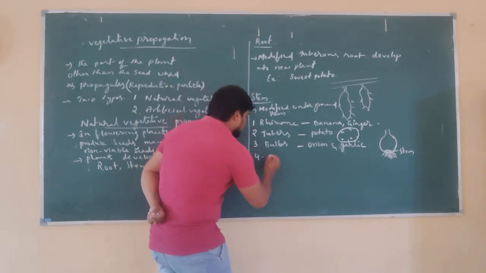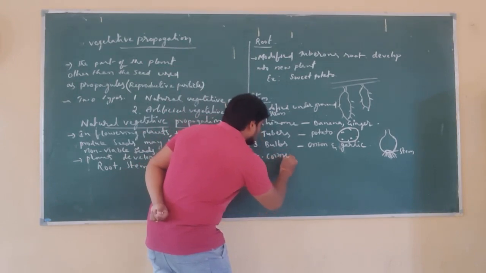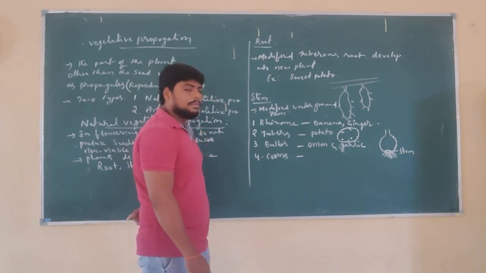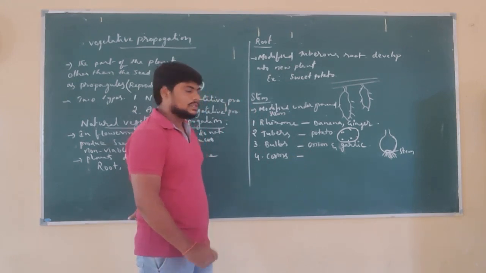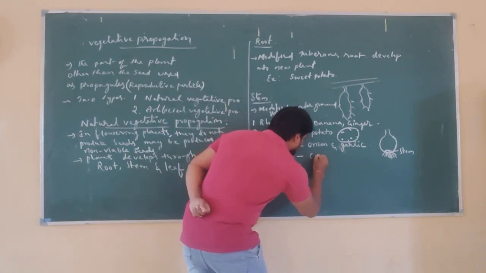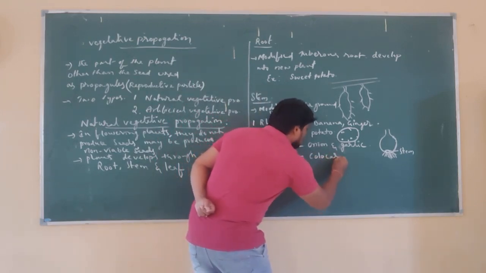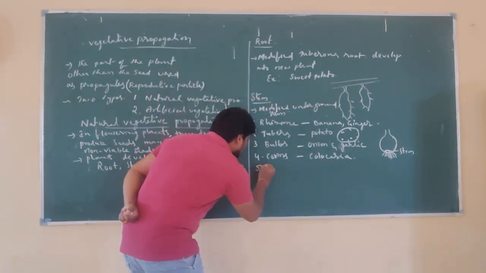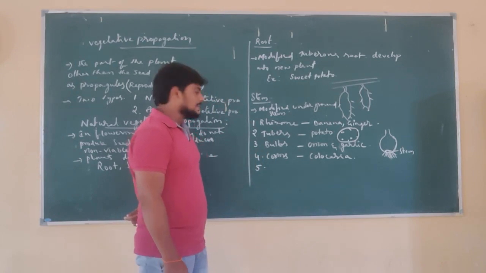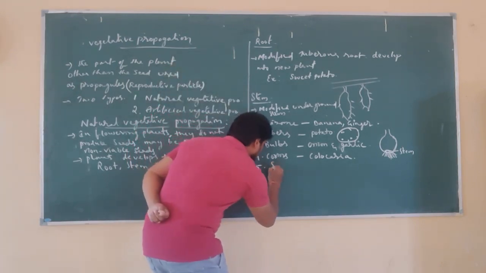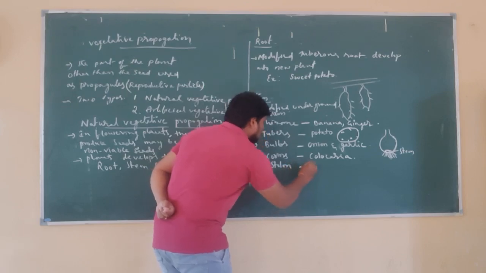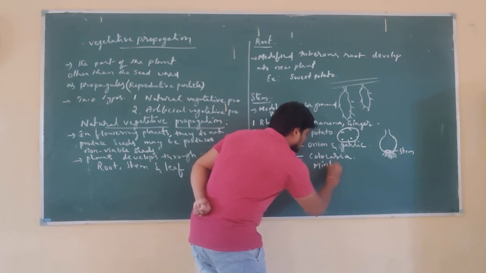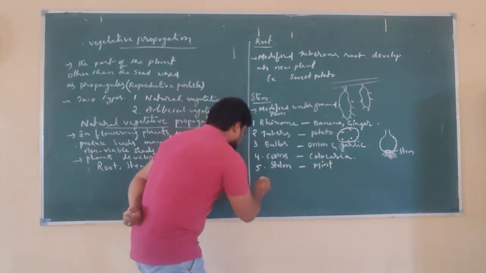And next we can see corms. Corms are nothing but underground vertical stems. So what does corm mean? Underground vertical stem, which occurs in colocasia. And next, this also occurs by another method like stolon, which occurs in mint. It occurs in the case of the mint plant.